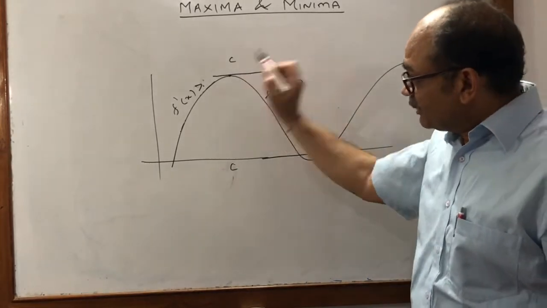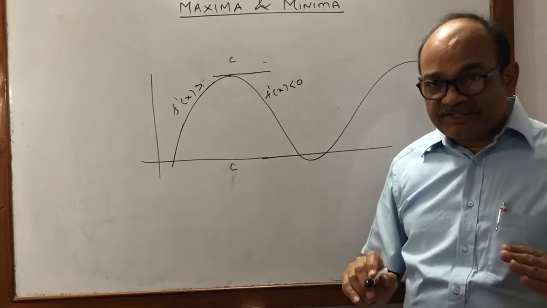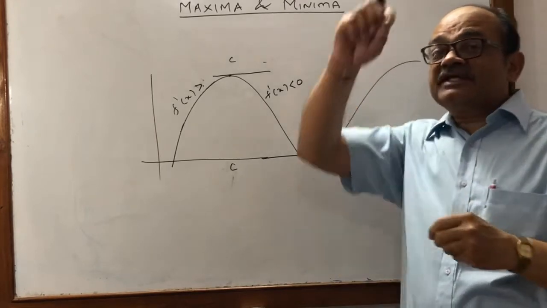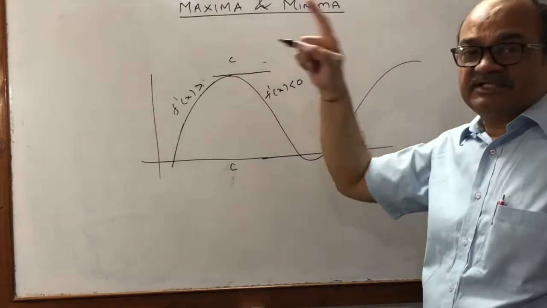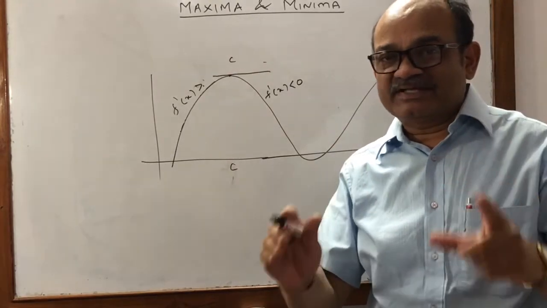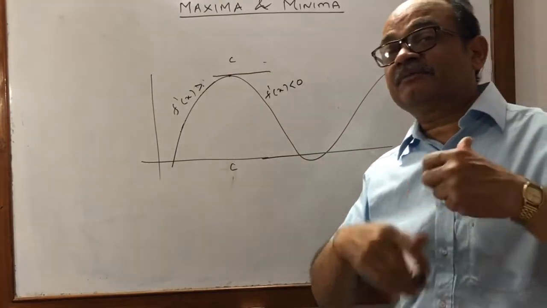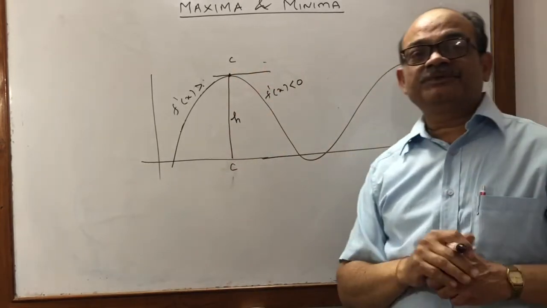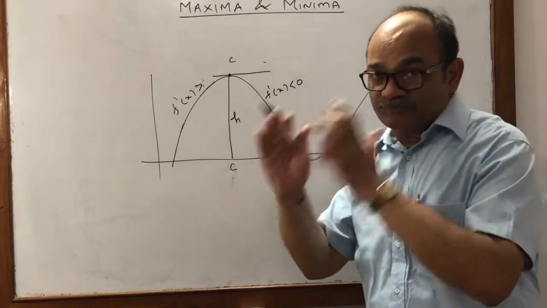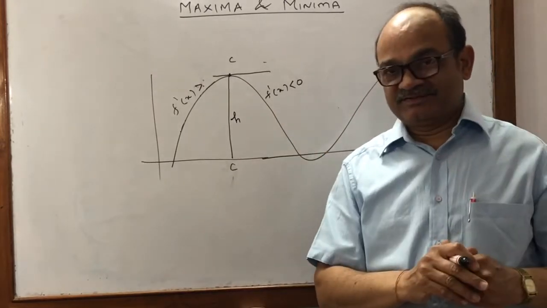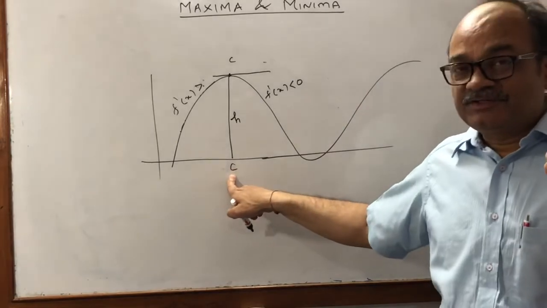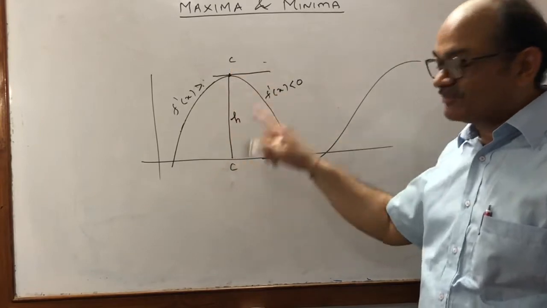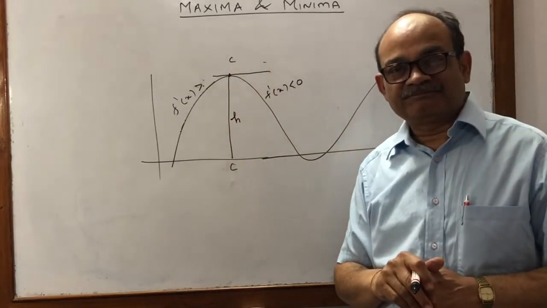So at a particular point where it stops increasing and then starts decreasing, what is the peak point? That peak point is said to be the point of local maxima. And what is the maximum value? The maximum value at C is whatever the height is. Maxima point is different, maximum value is different. Maxima point means a particular point where we get the highest answer. That highest answer of this function is equal to h.